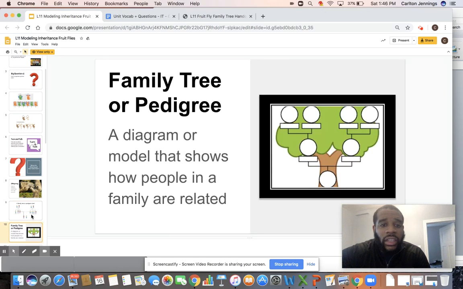So, a family tree is a diagram or model that shows how people in a family are related. First you'll start with you, then you'll have your mom and your dad, then you'll have your dad's mom and dad, and then your mom's mom and dad, which are your grandmother and your grandfather. And you can go on and on. You can have your great grandma, your great grandfather, and their great great grandmother and great great grandfather.